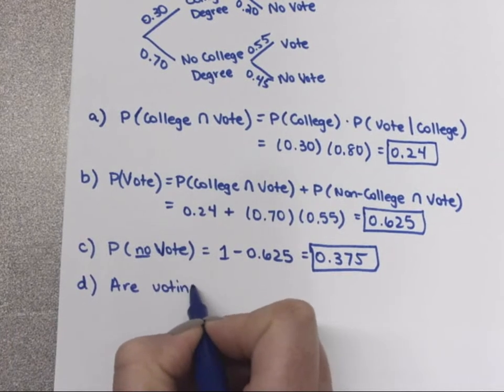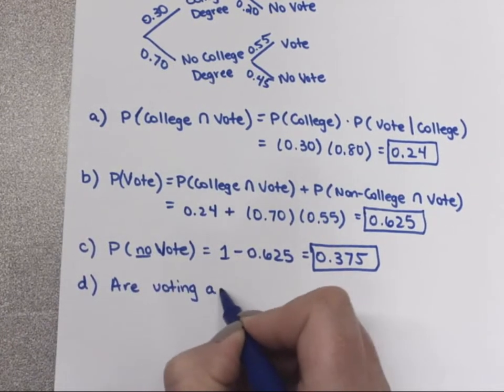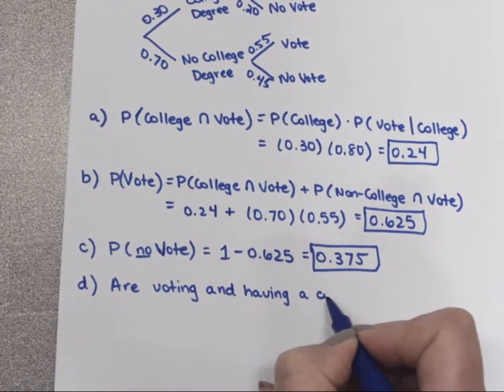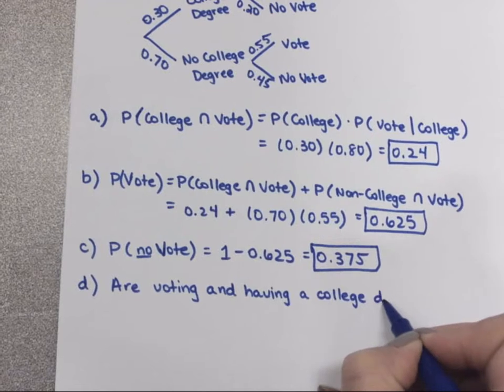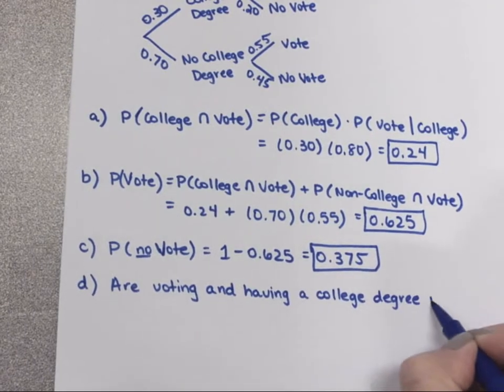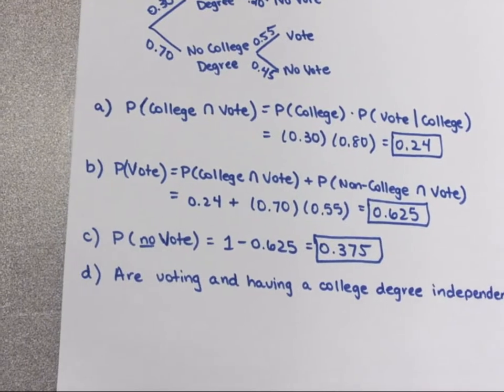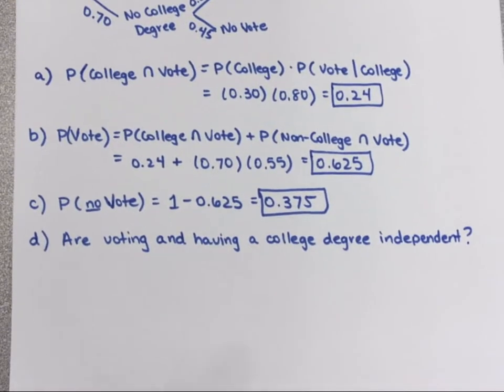So the final question I want to ask you about here is, are voting and having a college degree independent of each other? So before we actually mathematically figure this out, what would it mean if they were independent? It would mean they have nothing to do with each other, right? So it would mean that you're not more likely to vote if you have a college degree or less likely. It means that your college degree would have no bearing on whether or not you decided to vote, right? That's what it would mean if it were independent.